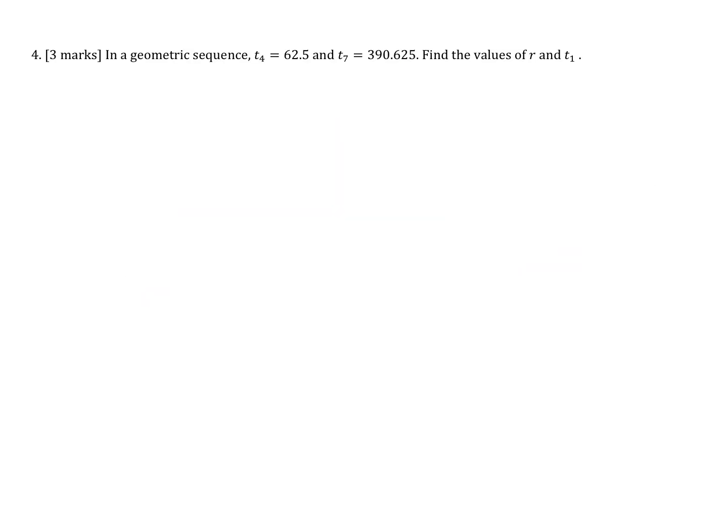Okay, question 4. We've got a geometric sequence. Term 4 is 62.5. So that's going to be term 4. So here's 1, 2, 3, 4, 5, 6, 7. Term 7 is 390.625. And I'm looking for R and term 1.